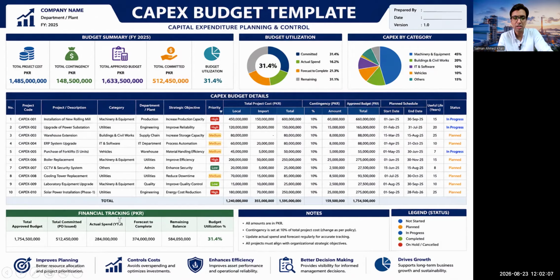In terms of financial tracking, you can also track your budgets: your total approved budget is this amount, the total committed PO is this, actual spend is this, forecast to complete is this figure, remaining balance is this, and budget realization is this one. In this way, you can track your budget and make your budget and also do the spend analysis of your budget.